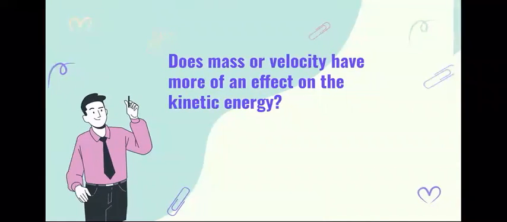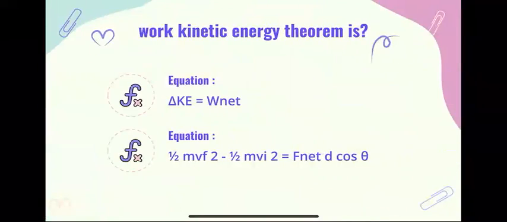Now that we know that, do you know what the work kinetic energy theorem is? Well, the work kinetic energy theorem says the change in kinetic energy equals the net work, or delta KE equals W net. The change in kinetic energy is KE final minus KE initial, which equals the net work. There is also half m v final squared minus half m v initial squared equals F net d cosine theta.